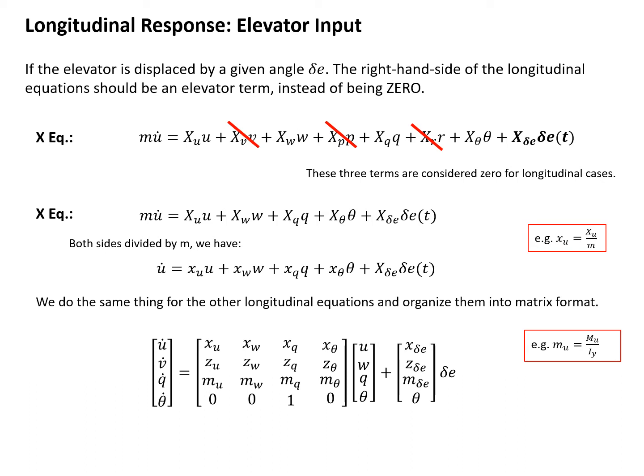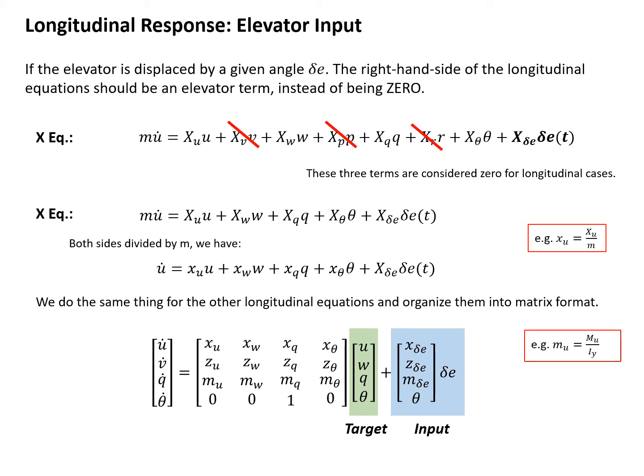You may also notice m_u, small m_u, which has a similar definition to small x_u. We divide the original aerodynamic derivative by the moment of inertia, Iy. Okay, let's move further and see how we can treat this governing equation in matrix form.